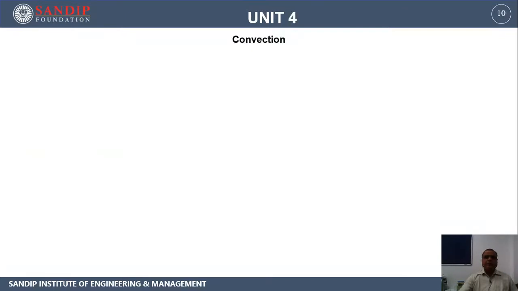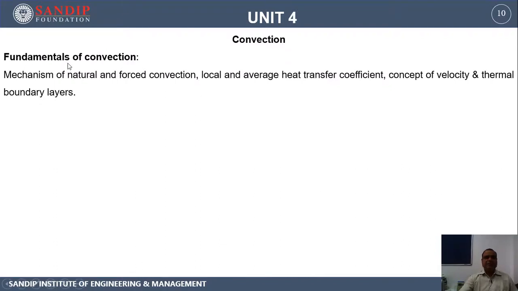Then units number 1, 2, 3 were about conduction. Unit number 4 is dedicated to convection, and we are going to start with the basics, the fundamentals of convection. In that, we are going to understand the mechanism of natural and forced convection, the meaning of local and average heat transfer coefficient, and the concepts of velocity and thermal boundary layers, and how these concepts are useful for finding the heat transfer coefficients in convection systems.